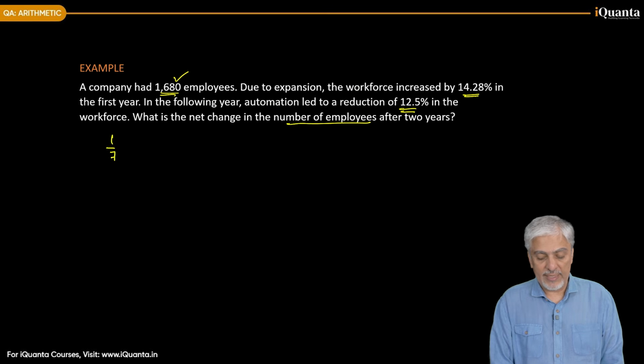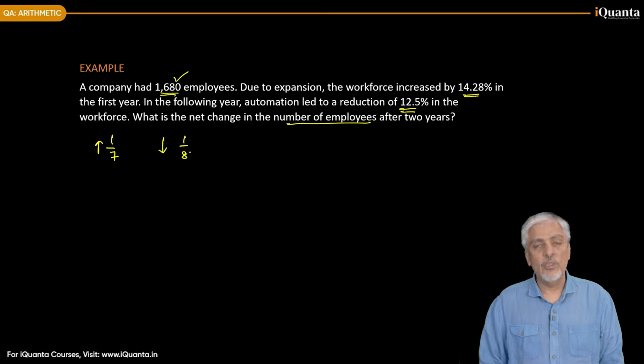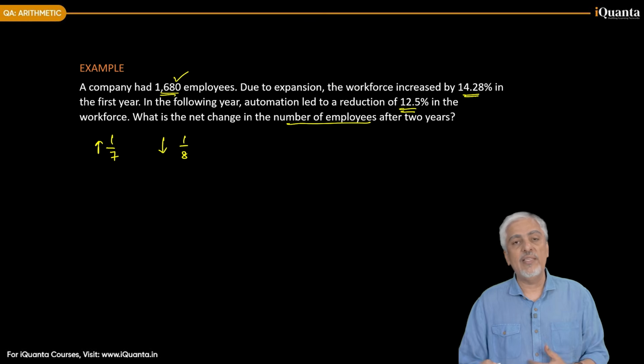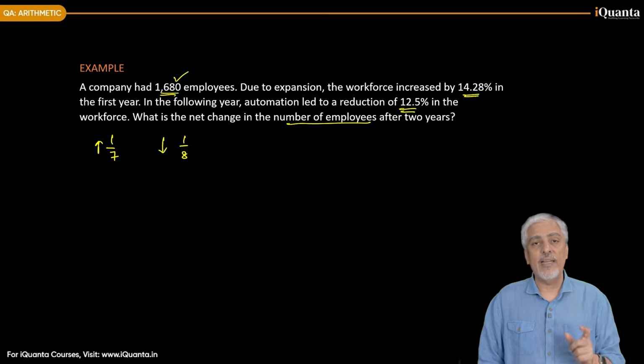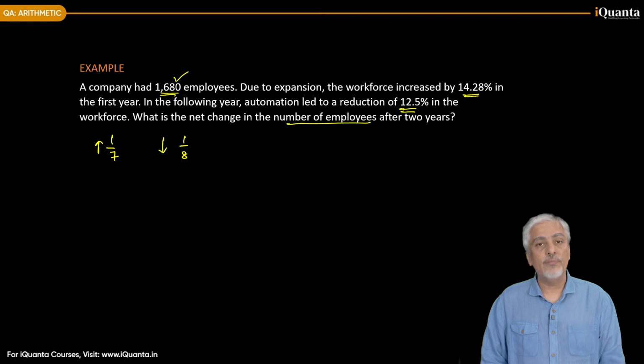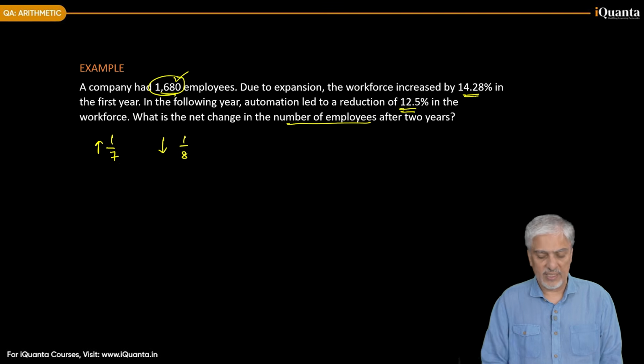14.28 is 1 by 7 and that's an increase of 1 by 7. And second time there's a decrease of 12.5 which is 1 by 8. So one increase of 1 by 7 and one decrease of 1 by 8. And let's see how this is played around. Now again, I'll teach you two approaches for this question. 7 8 is 56. You could have started with this number or you could have started with 56. But that number, since it is given, let's start with that.